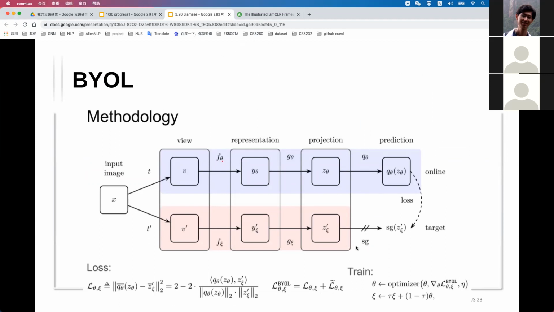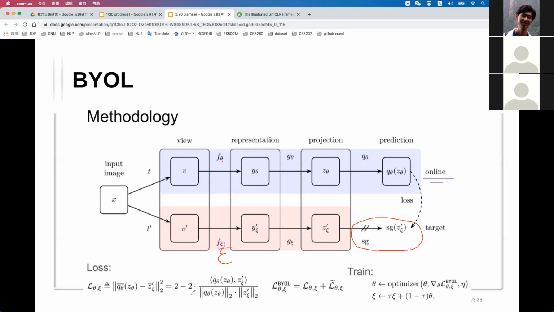So here, given the online output, theta, and I don't know how to pronounce it, sigma. Epsilon. Okay, sigma and epsilon. And they have different weights, right? They have different weights, and there is a prediction. For this BYOL, they have different weights, but for the simple Siamese, they share the same weight.